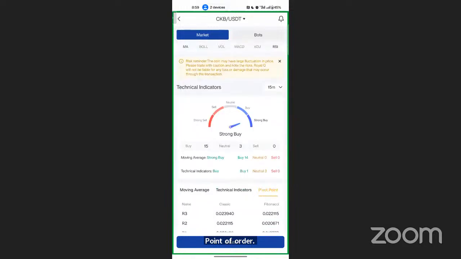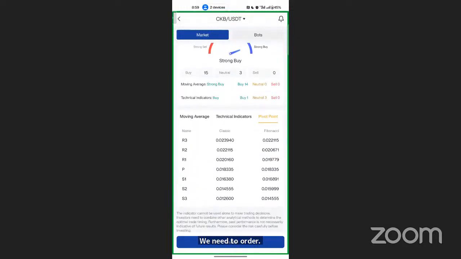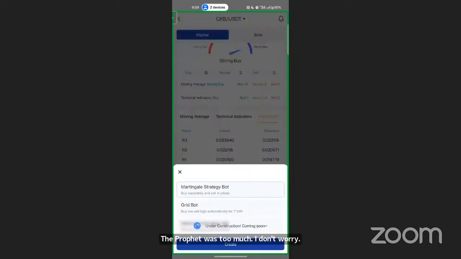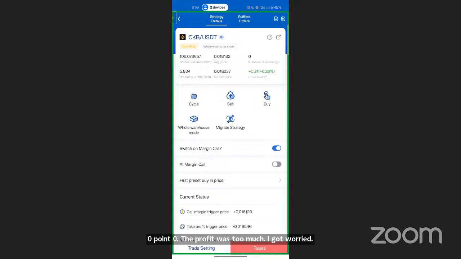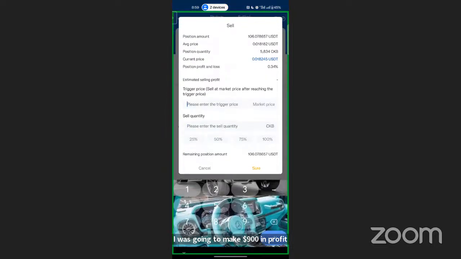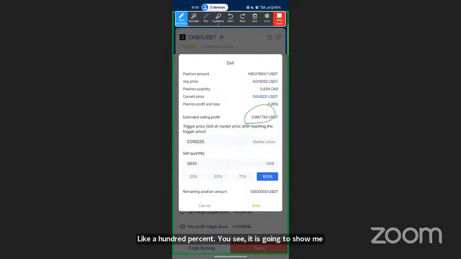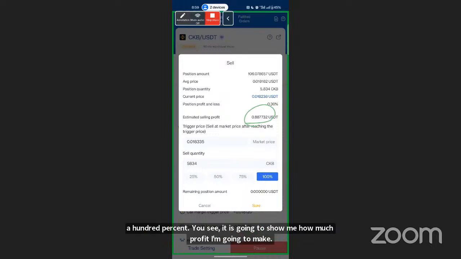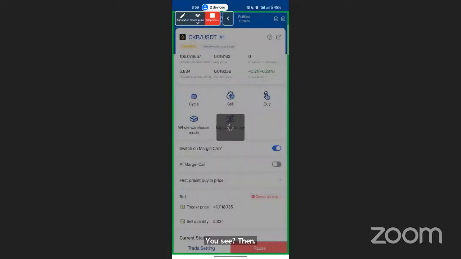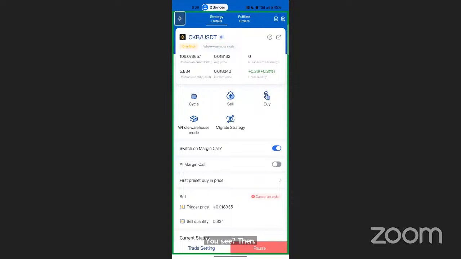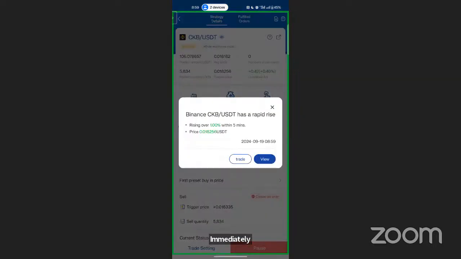The profit was too much. I got worried. I was going to make $900 in profit, so I got worried that I had made a mistake. 0.018335, 100%. You see, it is going to show me how much profit I'm going to make. Then I press sure. Immediately, when the current price reaches this price, my robot will sell.